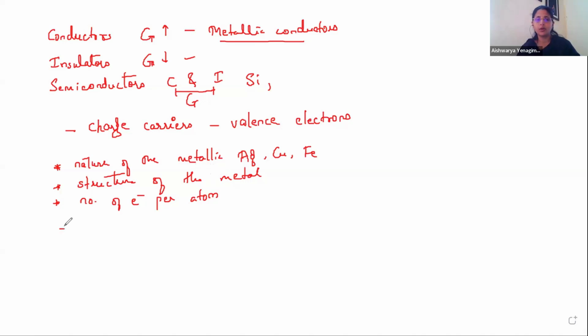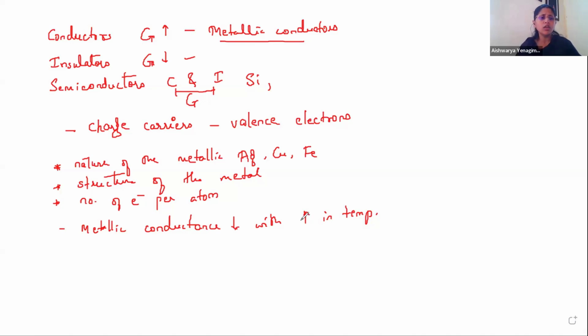This is another property. Metallic conductance decreases with increase in temperature. As you increase the temperature, what happens to the metallic conductance? There is a decrease in the metallic conductance. Now, why is it so? Let us try to understand.